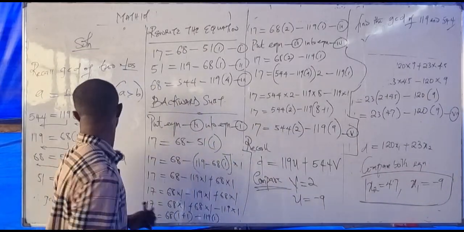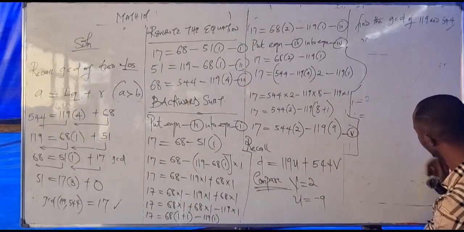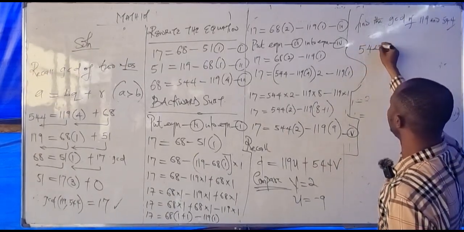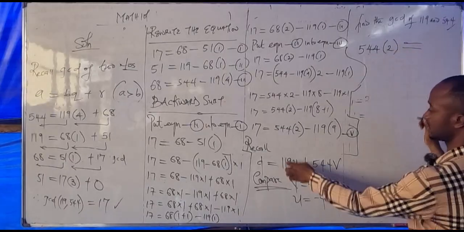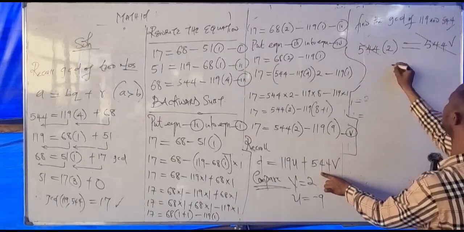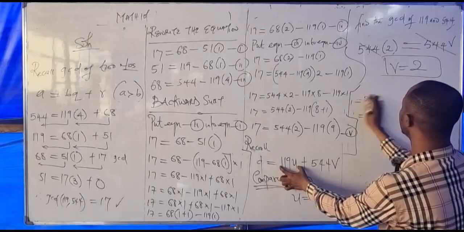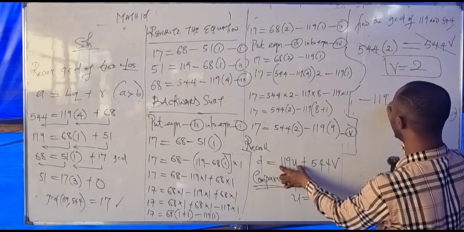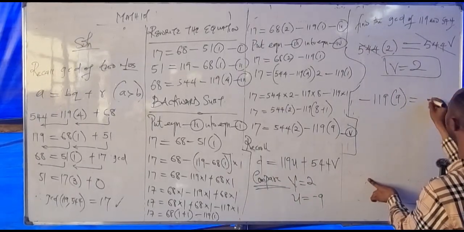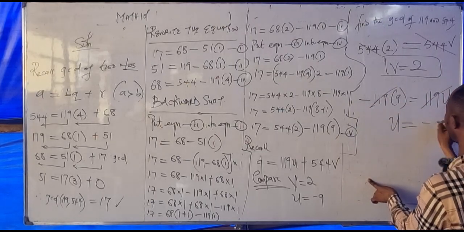Is that clear? Another way to compare, let me show you, in case you want to learn this. Let me just add to your knowledge. Comparison simply means I bring out here what you have. 544 times 2 is equal to 544 times V. This can go with this. V is equal to 2. Are you seeing it? When you compare again, for this one, minus 119 times 9 is equal to 119U. If this goes with this, what's left here? So my U equals minus 9. Anyhow you are doing it.